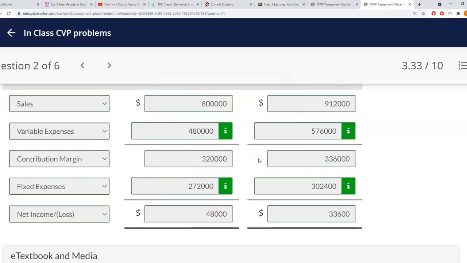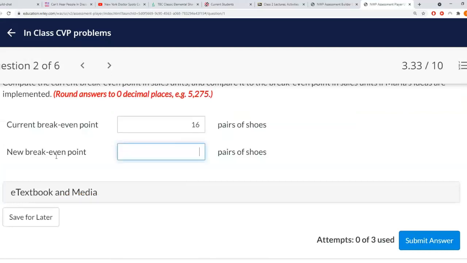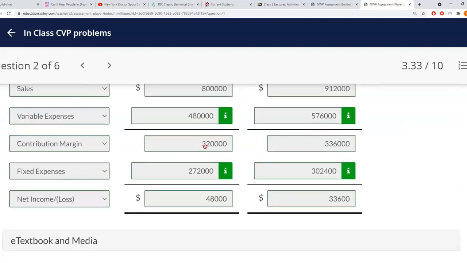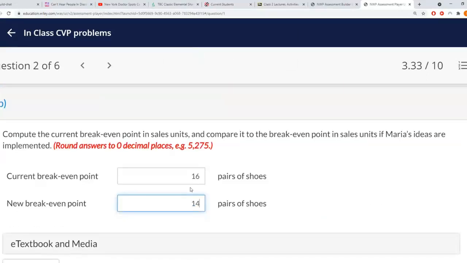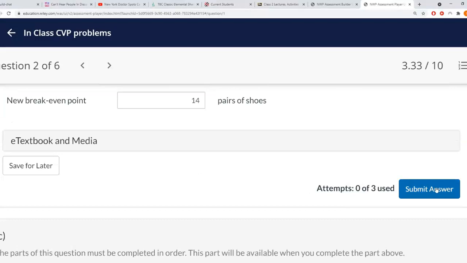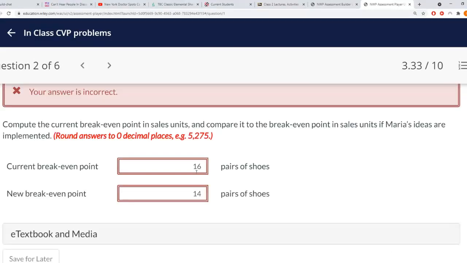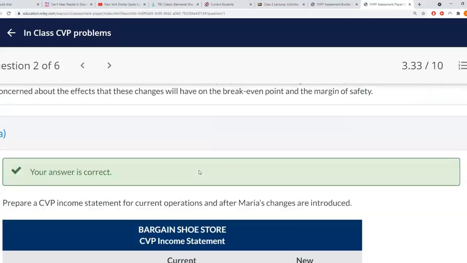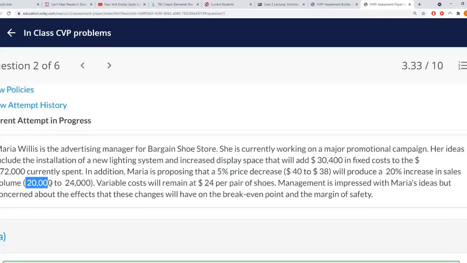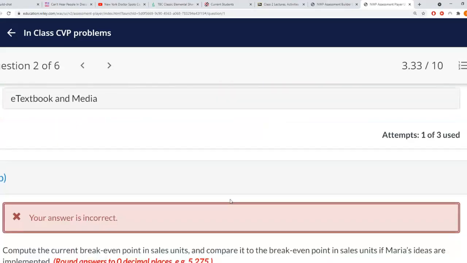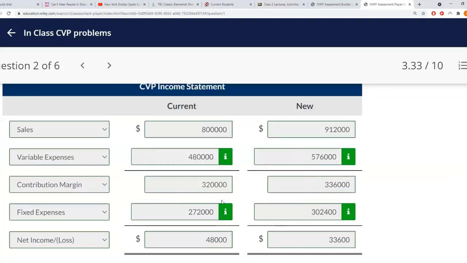Okay. Now do the same for the new. Take the total contribution margin and divide it by the number of units. It will be 14, doctor. Wow, that was quick. Is that right? Let's see. No, you're too quick. Okay, let's do that again. So doctor, I took this number, 336,000, and divide it by 24,000. What do you get? 14.